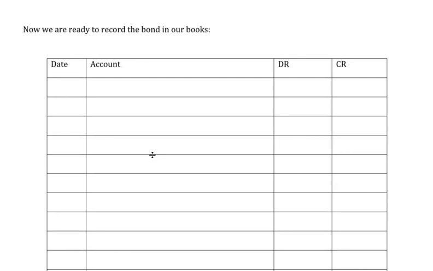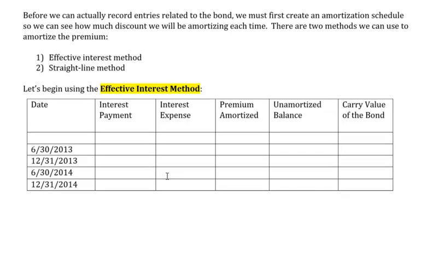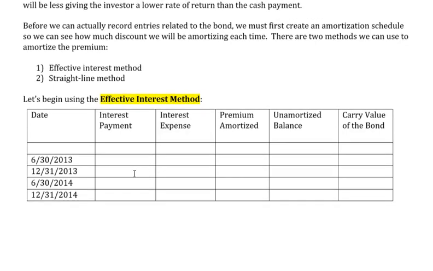Now, when you downloaded this from Blackboard, it may have messed up the formatting a little bit. I've tried to load it a couple times and it still gets a little off. So if you need to fix exactly where your grids are, that's fine. But let's start with the effective interest method.